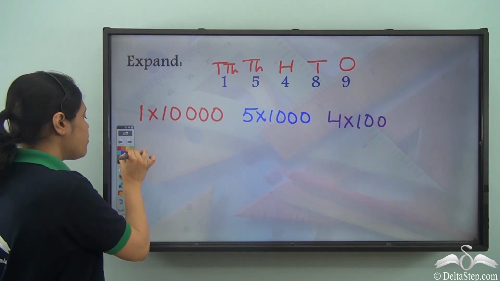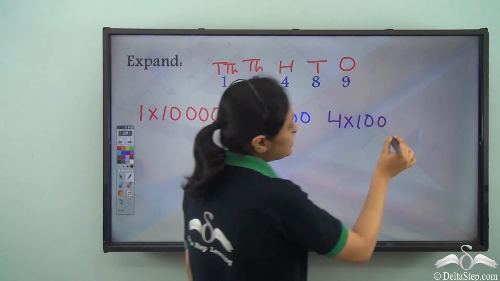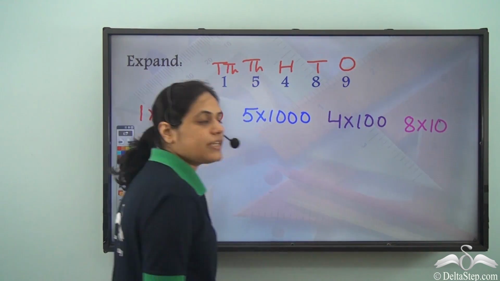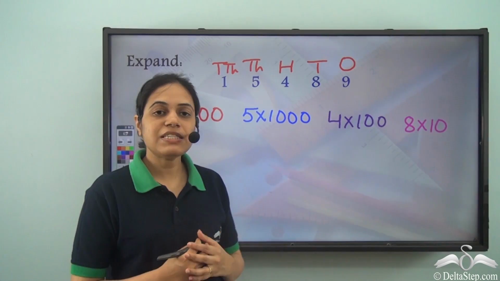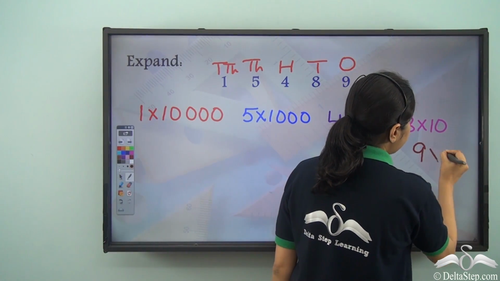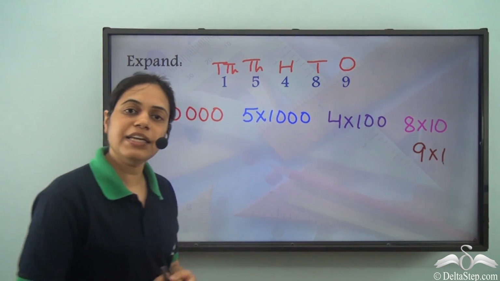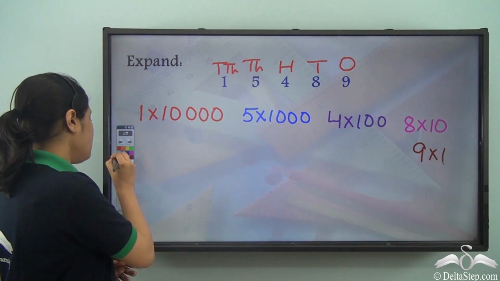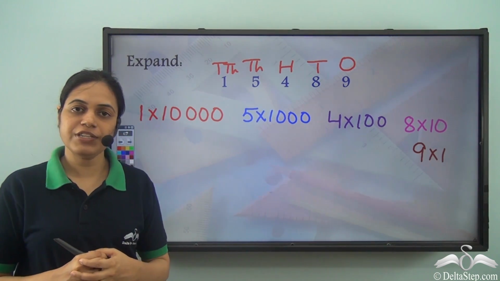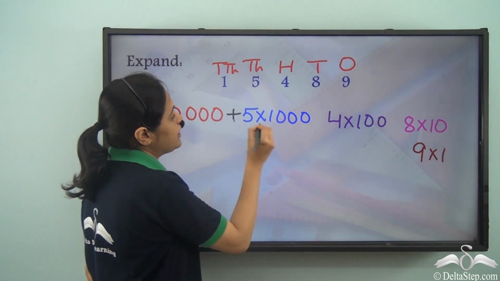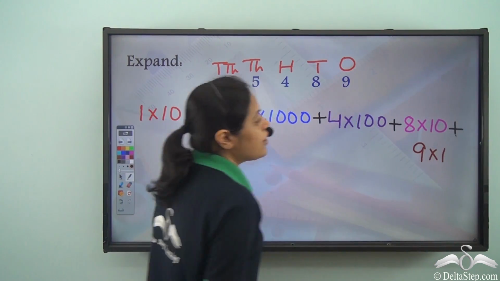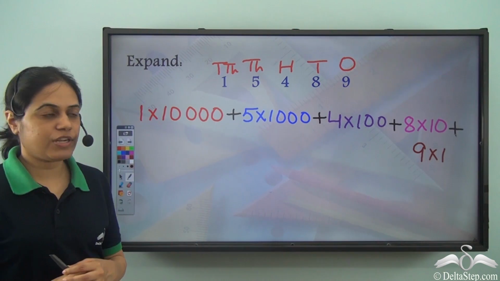What is the place value of 8? 8 is in the tens place. So the place value of 8 is 8 into 10. What is the place value of 9? 9 is in the ones place. So the place value of 9 is 9 into 1. Now I have written the place values of the different digits and I need to add them to get the expanded form of the number.